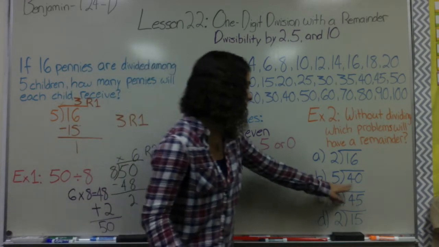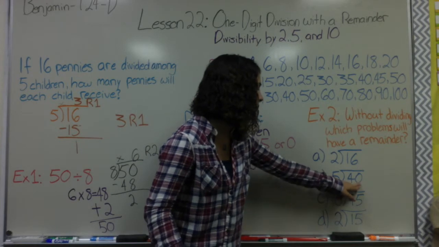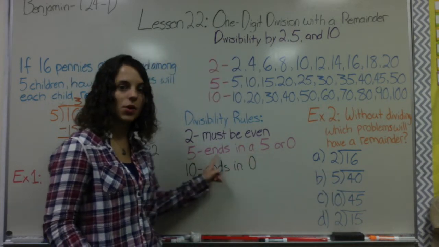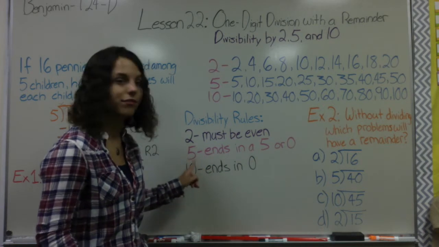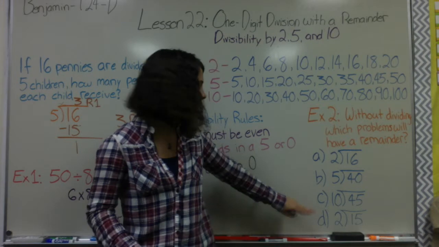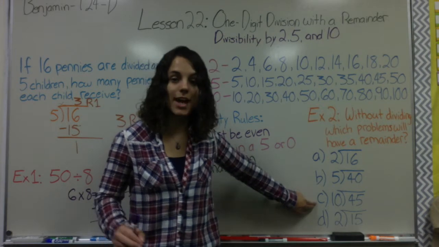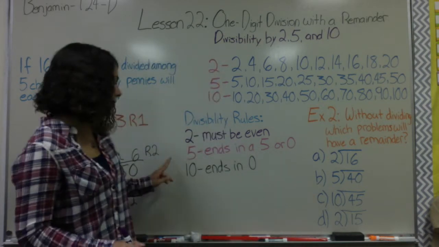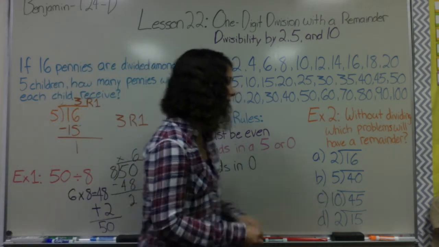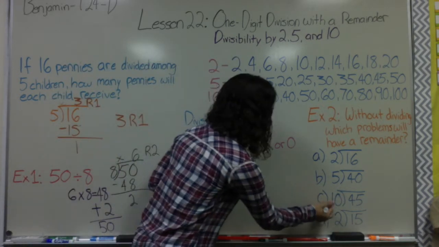B, let's see, 40 divided by 5. Well, 40 ends in a 0. So if it ends in a 0 or a 5, it can be divided by 5 with no remainder. So there will not be a remainder on B. C, 45 divided by 10. Well, let's look. Divisibility rule for 10 is it ends in a 0. That's it. 45 does not end in a 0, so C will have a remainder.